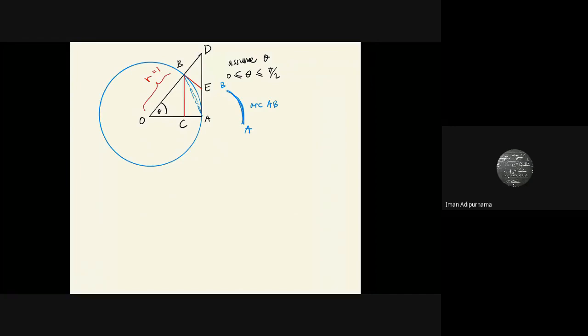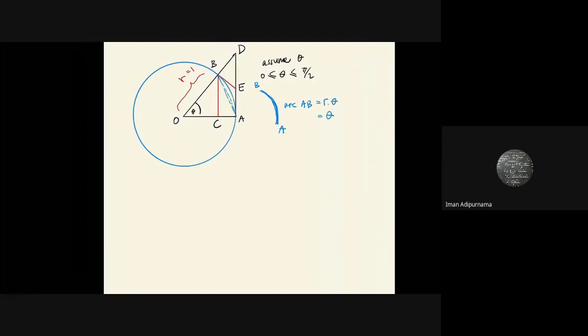Does anyone remember how to find the arc length? You need to use theta, but you need to multiply with what? Remember? No? Okay. So arc AB is R multiplied by theta. That's the length. Because R is 1, we can say arc AB is just theta. That's the first one.